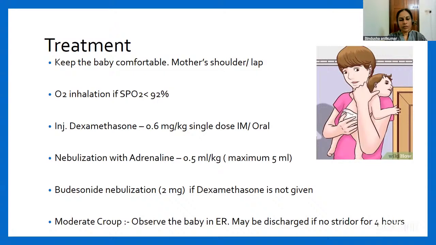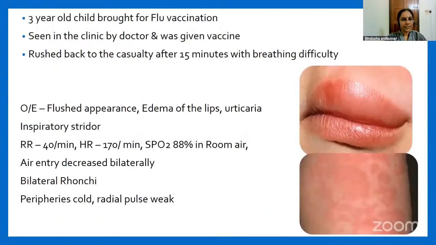Okay, now we have gone to another case. This is a 3-year-old child who was brought for flu vaccination, and he was seen in the clinic by a doctor. Everything was okay, and he was given the vaccination. Then what happened was that after 15 minutes, from the observation room, the child was rushed back to the casualty with breathing difficulty. And on examination, the child is having a flushed appearance.